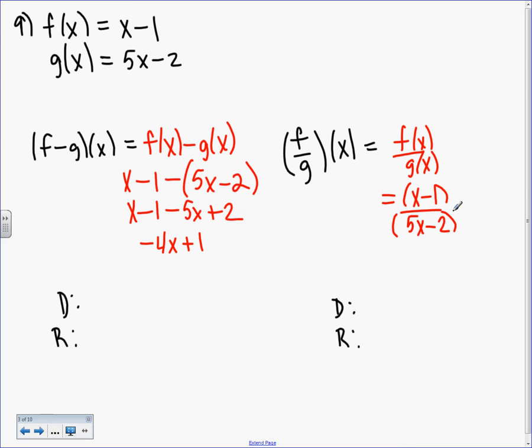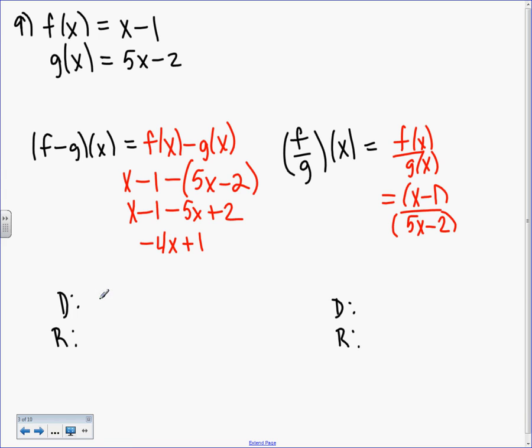The directions actually said state any restrictions on the domain and range. Okay, so that means what's not allowed to happen, if anything. The only time you have to pay attention to it is if there's a fraction. If there's a fraction, what's not allowed to happen? 0 in the denominator, right? Is this a fraction? No.